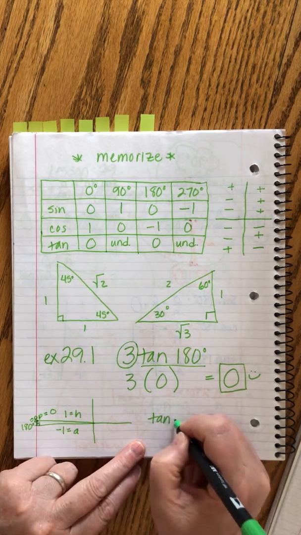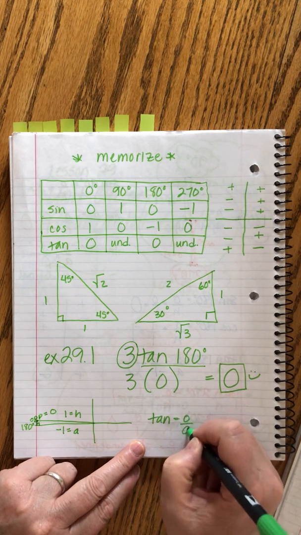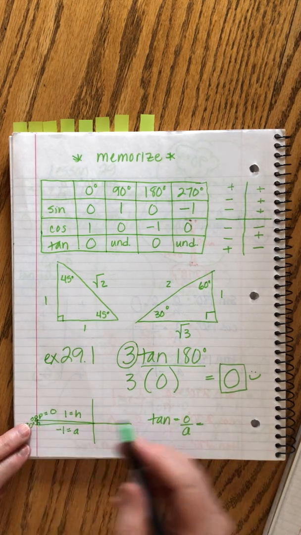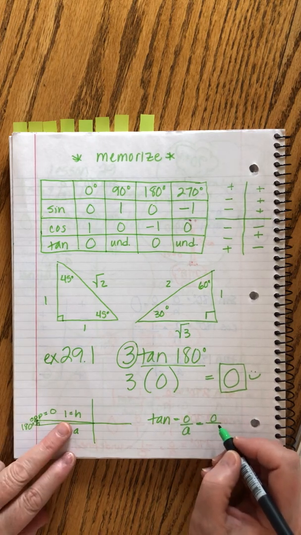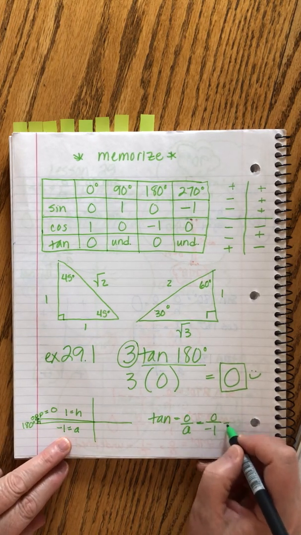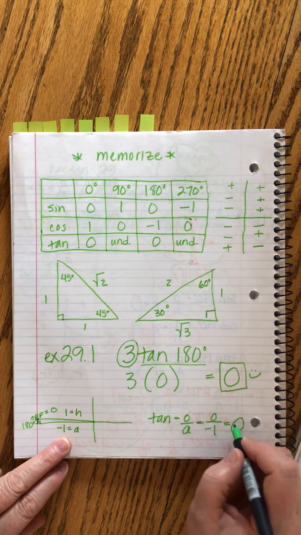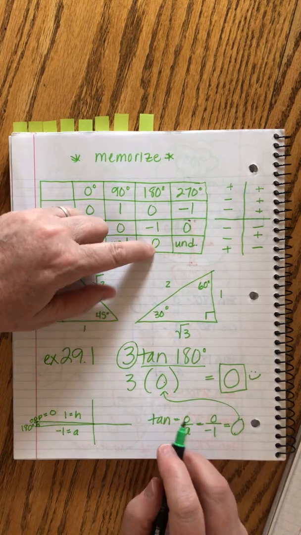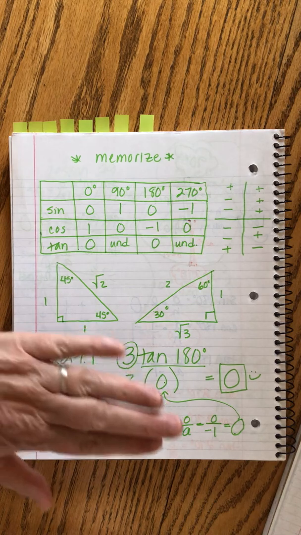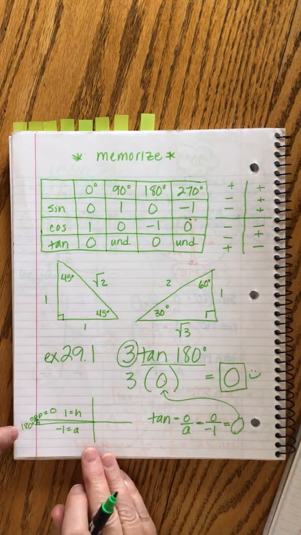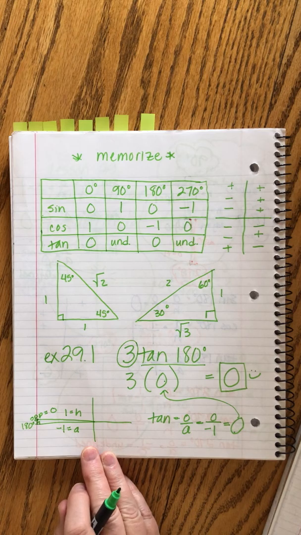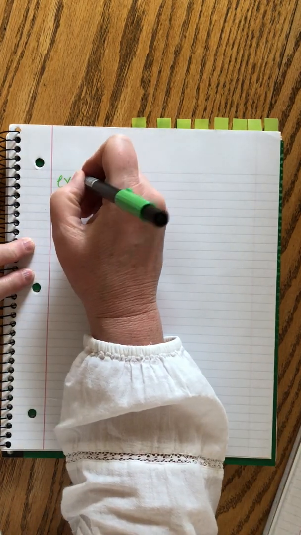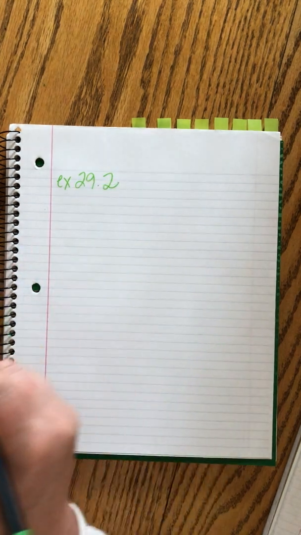Tangent equals opposite over adjacent. The opposite side is 0, the adjacent side is -1, but either way, that comes down to 0. And this is the same 0 that we got here just by reading it off the chart, okay? So what I mostly want you to do is trust the chart, but remember that you can draw the pictures if need be, all right? Next one. Example 29.2.